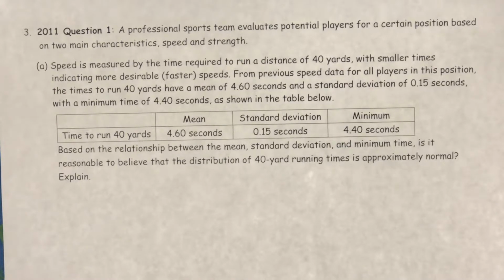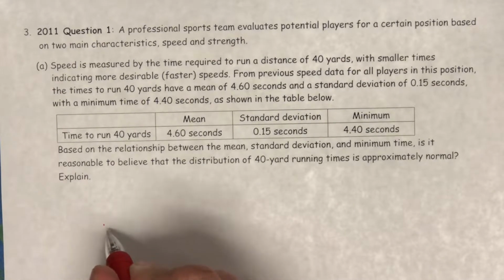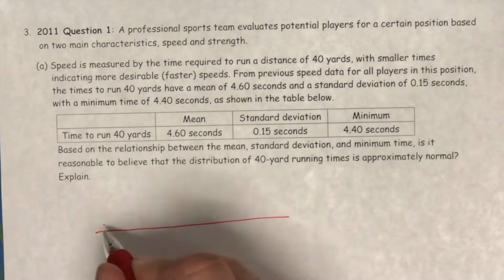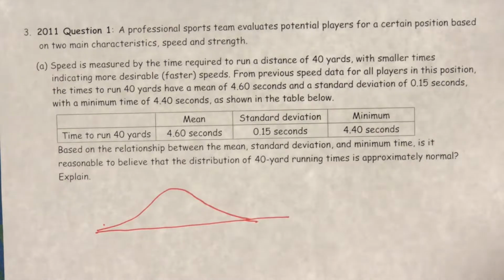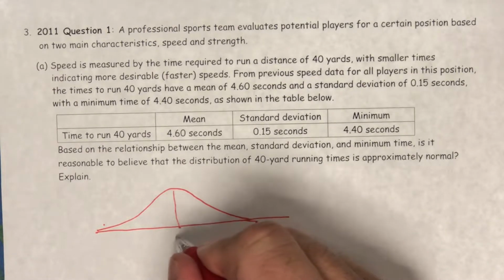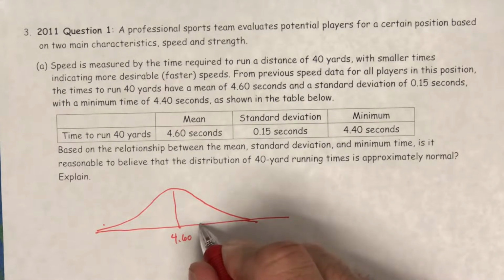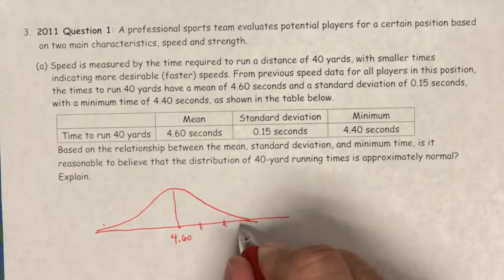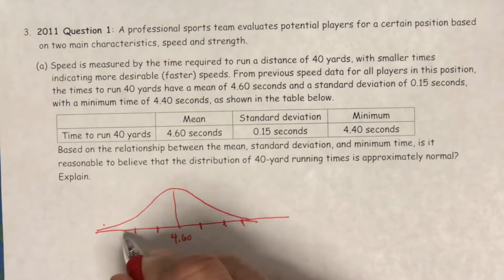All right, so they tell us the mean is 4.6, and I'm just going to pretend that this is actually normal. If I pretend it's actually normal, it's going to look something like this with a mean of 4.6. Now, to be normal, I should have more than 2 standard deviations to the right and more than 2 to the left. So really I should have 3 to the right and 3 to the left. This would be one of those, this would be another one, and this would be the third one. And they should be equally spaced as best you can.